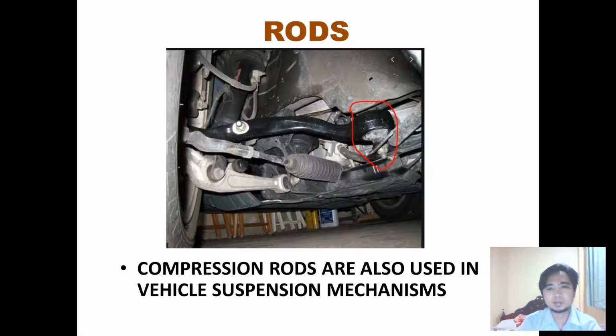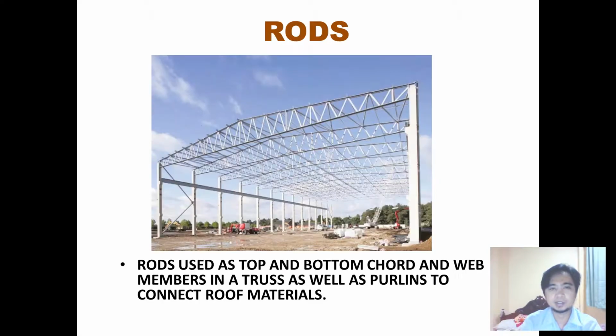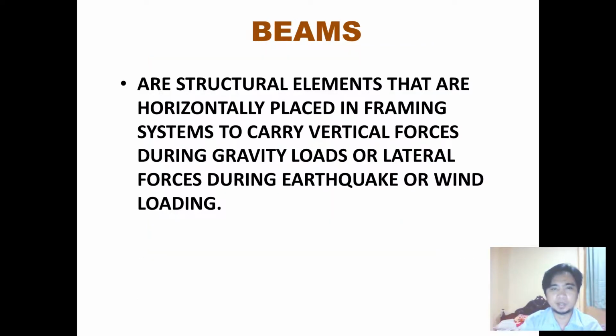Rods are also used in the suspension of a vehicle, where you can find them acting as compression rods. These are line elements also that can be used to form a truss. A series of rods would tend to form a truss. We have the top and bottom chord and web members, of course, to connect the roof materials.